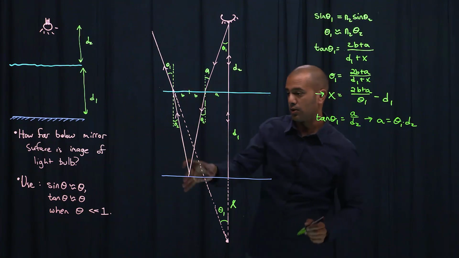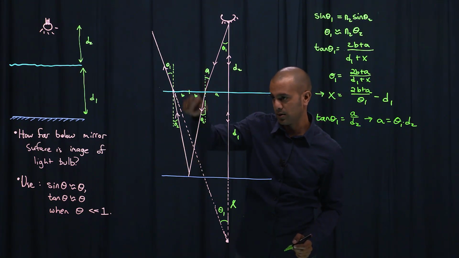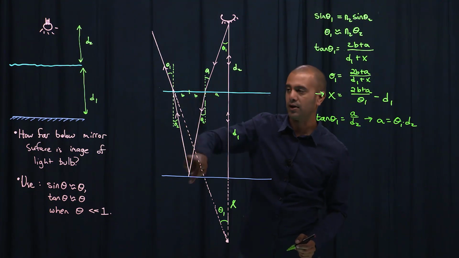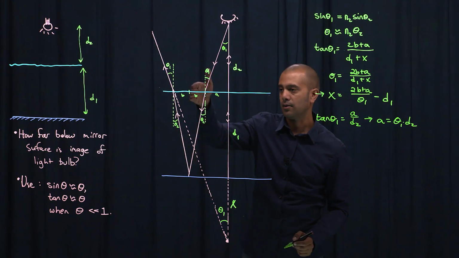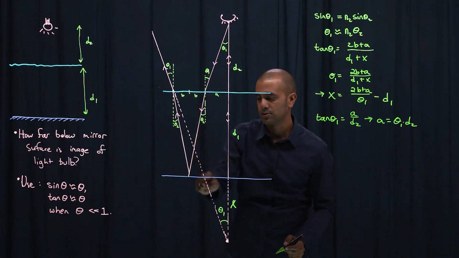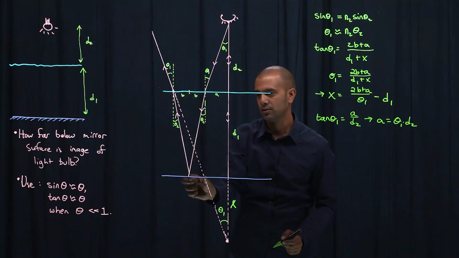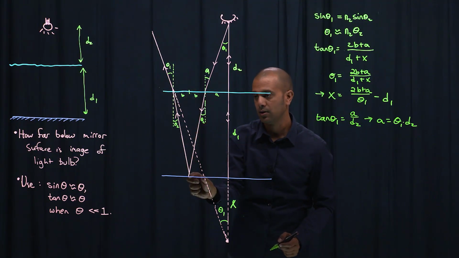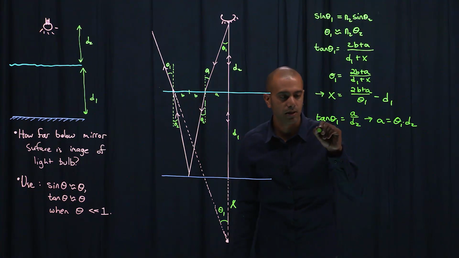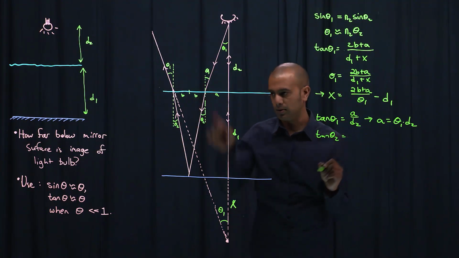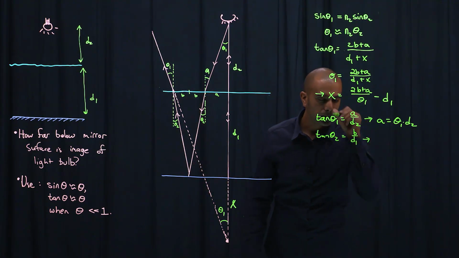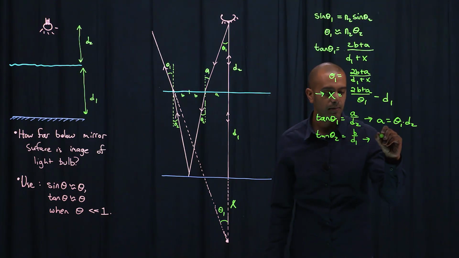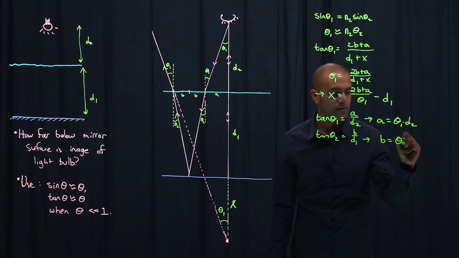For b, I can use this triangle over here. Now this right here is an isosceles triangle. The whole thing is isosceles. This is a right triangle if I just cut this guy all the way down in half. Actually, let me just use this one instead. So this one right here is a right triangle. And you see that this distance, of course, is b. So tangent of theta 2 is opposite, b, divided by adjacent, which is d1. So this is approximately equal to theta 2, so I get that b equals theta 2 times d1.